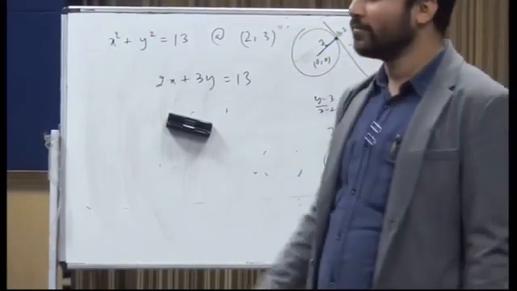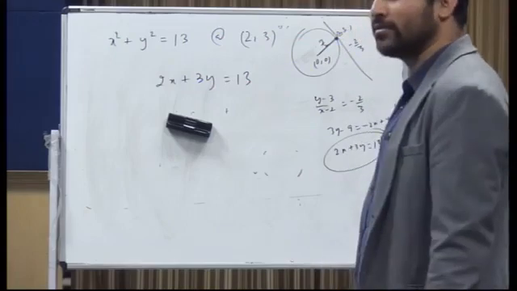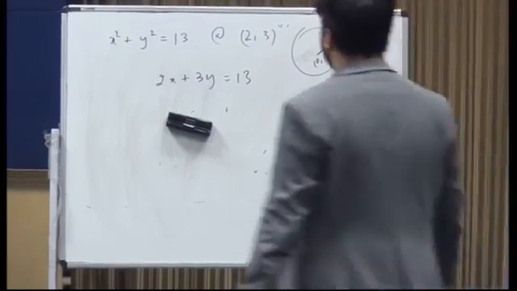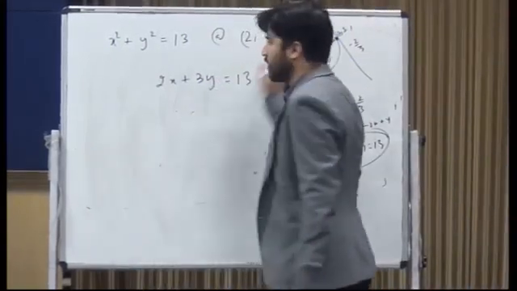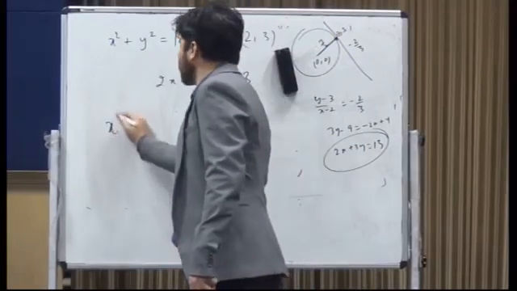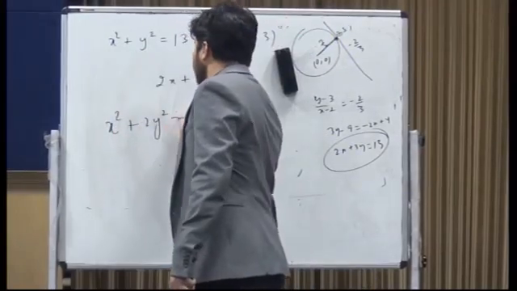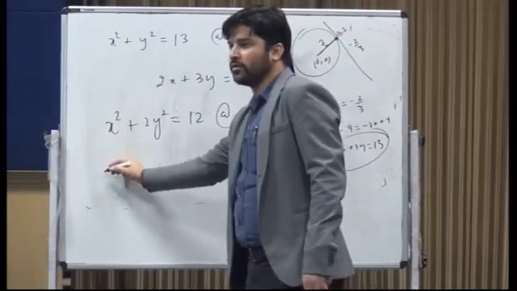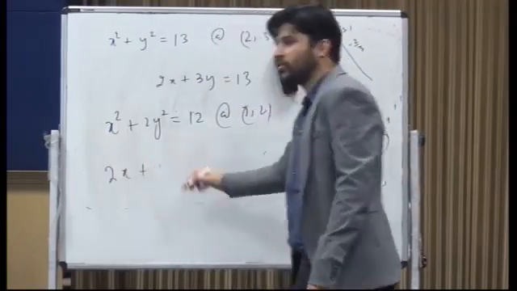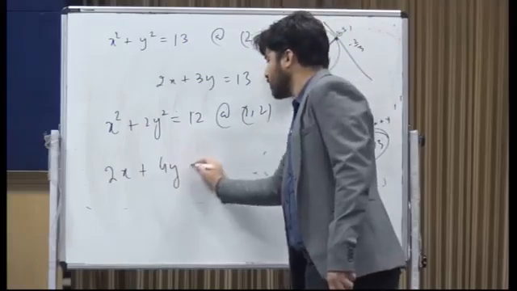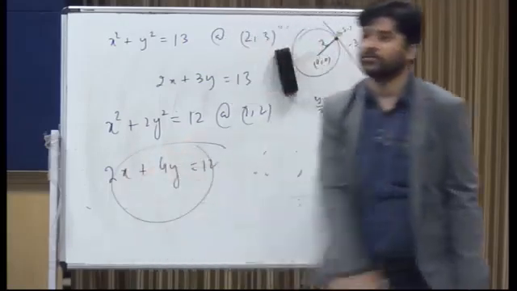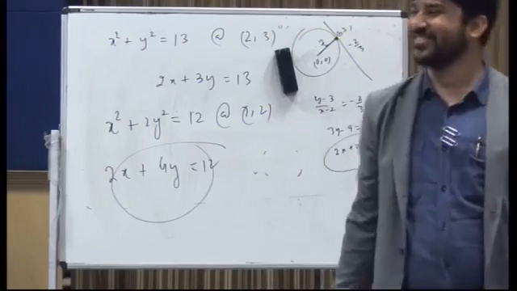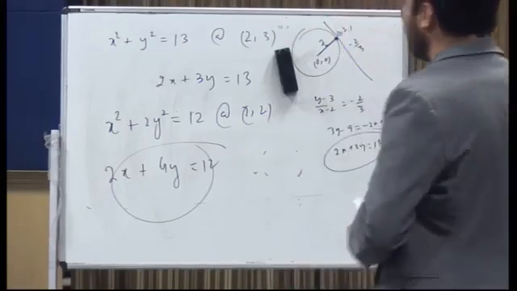समझ में आया? Easy? Yes, sir. Or difficult? Easy. Now second question. X square plus 2y square is equal to 12 at 2, 2. जल्दी बताओ. X square को क्या लिखूंगा? 2x. 2y square को क्या लिखूंगा? How many seconds? है ना? Got the idea?